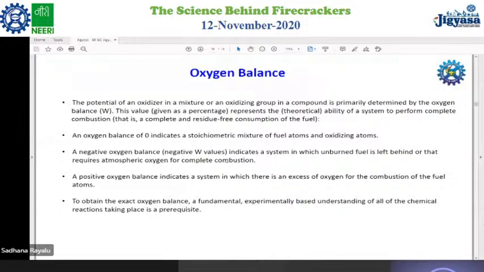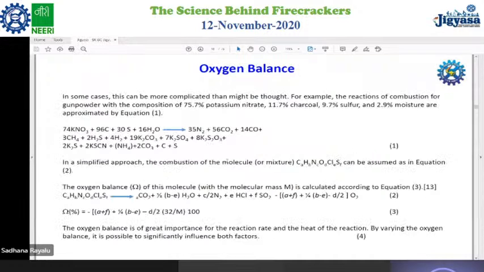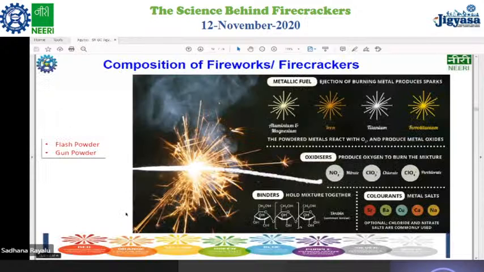So I'm sure you understand that oxygen balance is very important. I will not bore you with the details. This is the equation by which we calculate the oxygen balance. And those who are interested, you can get back to me. We'll share these equations, these details with you, as to how important these balanced equations in stoichiometry are all about.